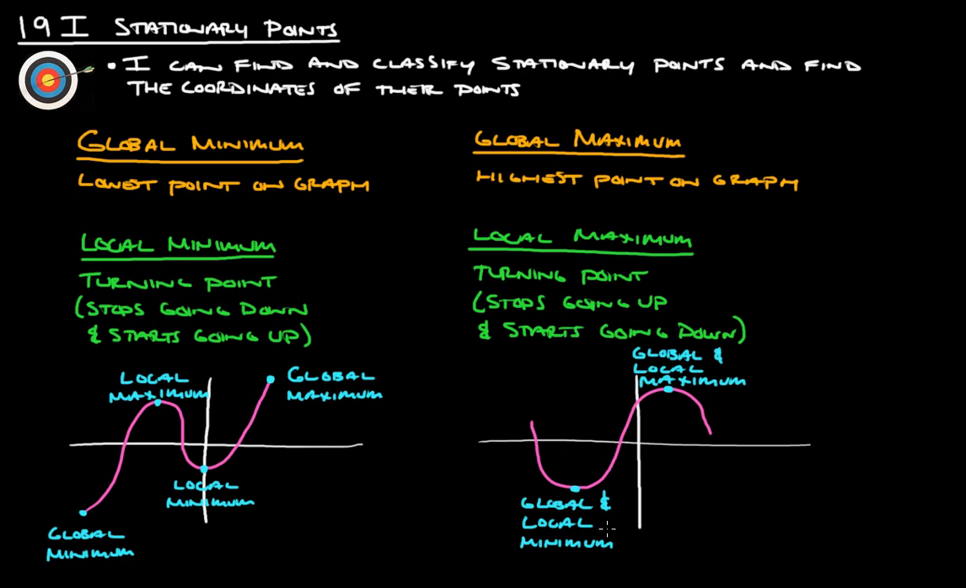Sometimes the global minimum and the local minimums and maximums can be the same. So this is an example where the global and local minimum are the same, and the global and local maximum are the same.